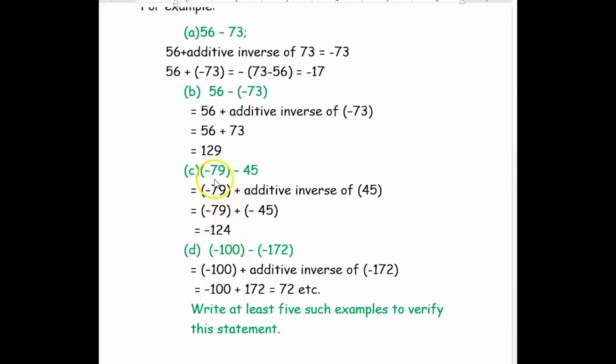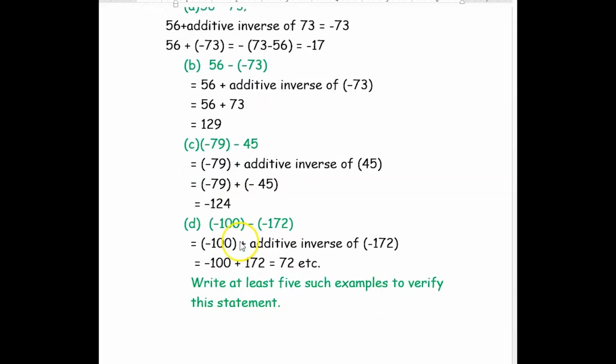Next example is negative 79 minus 45. So negative 79, and subtraction is opposite. So it is plus, the additive inverse of plus 45 is minus 45. So here negative 79 minus 45 will be negative 124.